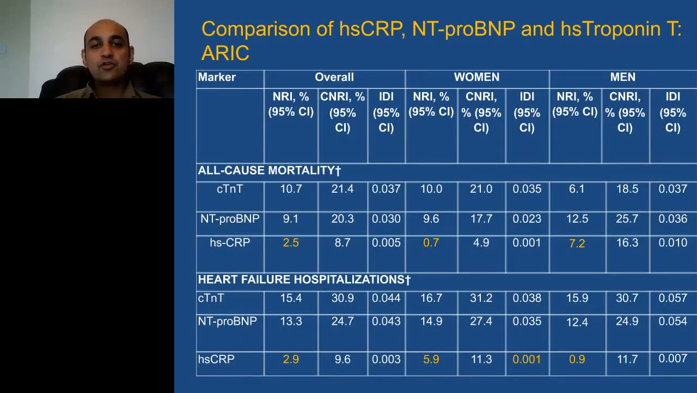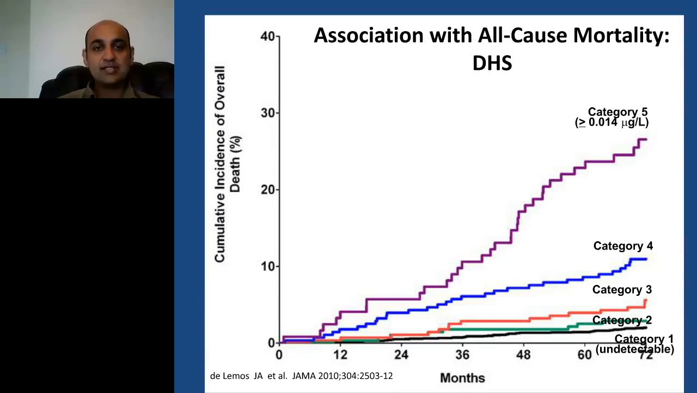Now, if you went on to the all-cause mortality and to heart failure hospitalization, clearly troponin and BNP did far, far better than C-reactive protein and were comparable to each other, as you can see over here. So overall, this suggested a robust reclassification and that there was significant value of troponin and NT-proBNP in risk prediction for all-cause mortality, heart failure, and for CHD itself.